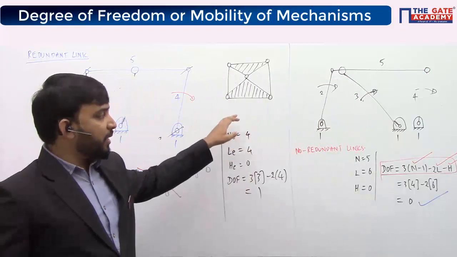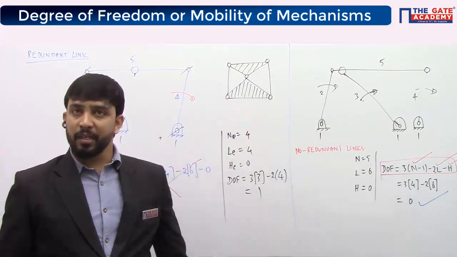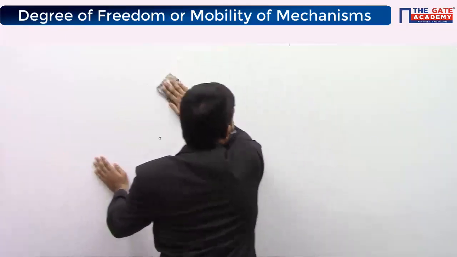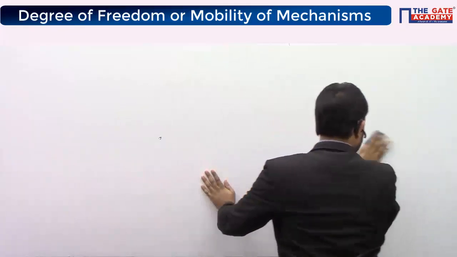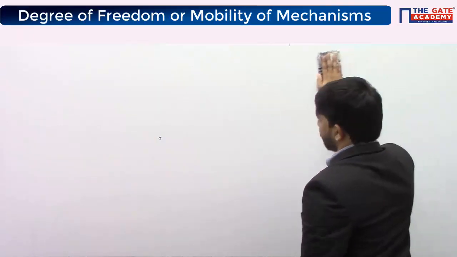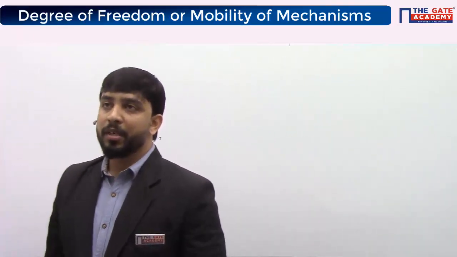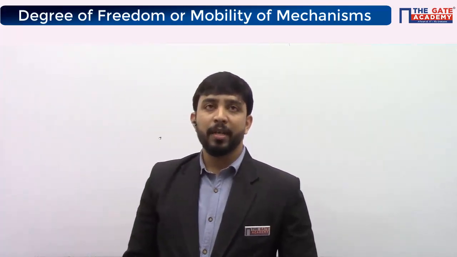Yeah, it's a kinematic chain. No link is fixed, right? If no link is fixed, it's a kinematic chain, okay? So degrees of freedom is 2, okay? You will get degrees of freedom as 2.